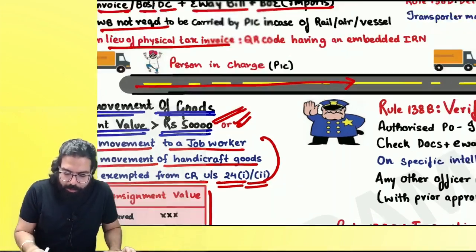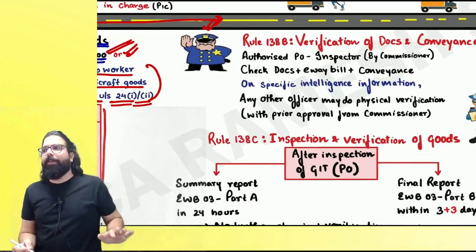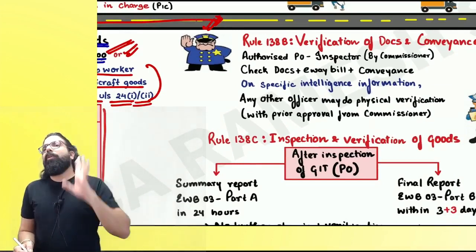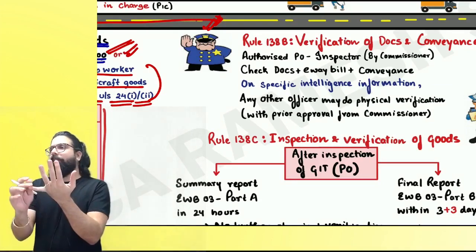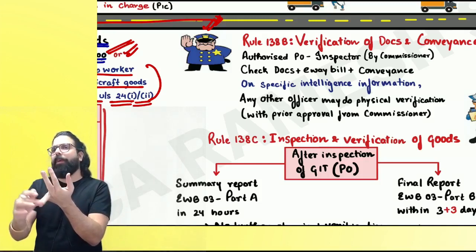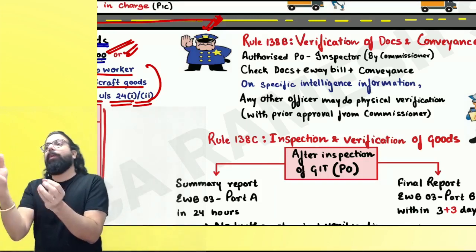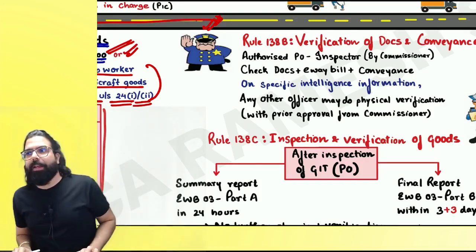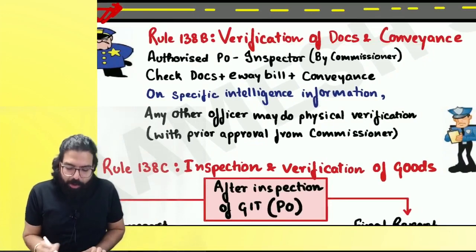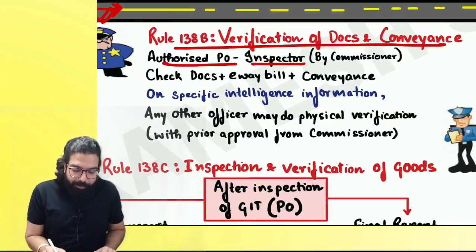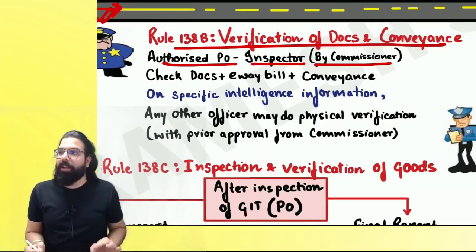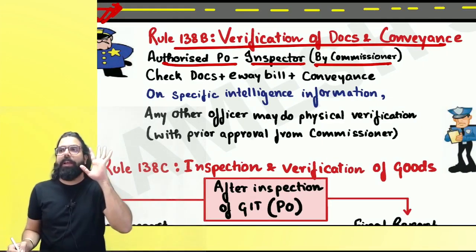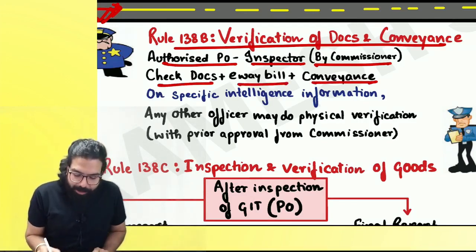Always remember, when you are going on the way, there will be an inspector, who is authorized by the commissioner. This person will stop you and start checking your documents, invoice, etc. Plus he will check your e-way bill, and he will also check the conveyance, whether what you are telling in the e-way bill and the invoice is actually there in the truck or not. Are we clear, everyone? So it says over here, verification of documents and conveyances, authorized proper officer, that is the inspector who is authorized by the commissioner. Who is authorized, everyone? Inspector is always authorized. Are we clear, everyone? Then check the documents, e-way bill and the conveyance.